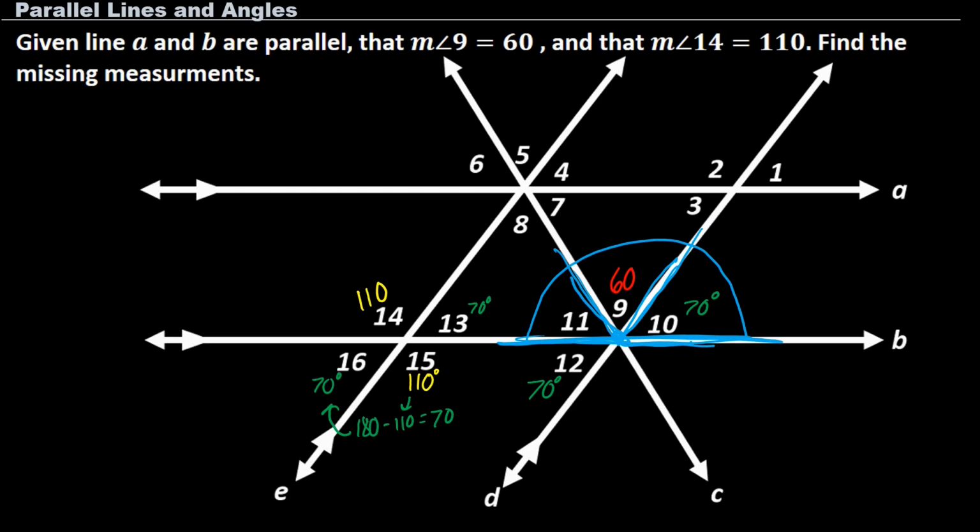So it means that whatever measurement angle 11 is, plus 60 plus 70 must equal 180. So to get 11, it's 180 minus 60 plus 70, which gives us a degree measurement of 50 degrees.